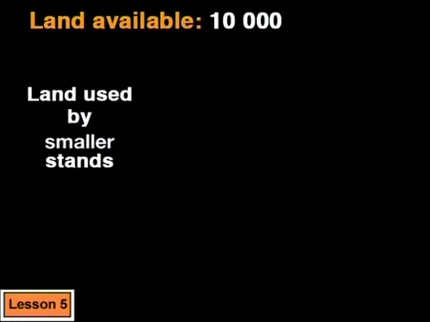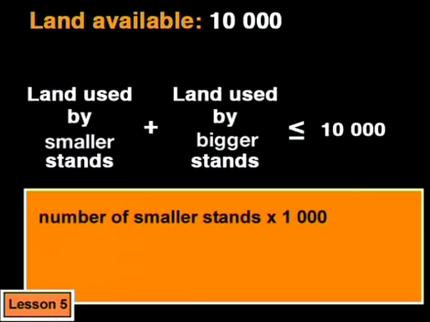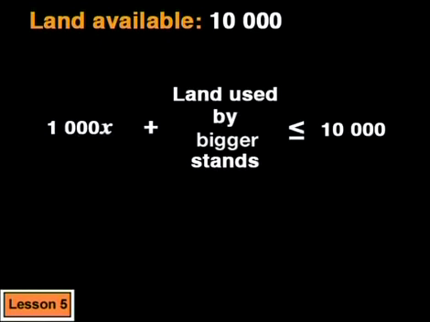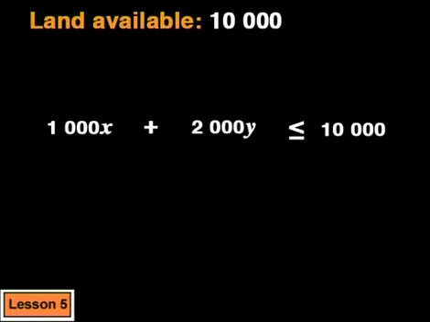So we can say the land used by the smaller stands plus the land used by the bigger stands must be less than or equal to 10,000 square meters. We've made an inequality with words here. Now, can we write this inequality using variables? Well, each of the smaller stands uses 1,000 square meters. If we multiply the number of these stands by 1,000, we'll get the amount of the land used. X is the number of smaller stands, so we can write this as X times 1,000. And if we do the same for the bigger stands, we'll get the number of stands, which is Y, times 2,000. So, the inequality we need to work with is 1,000 times X plus 2,000 times Y, which must be less than or equal to 10,000.